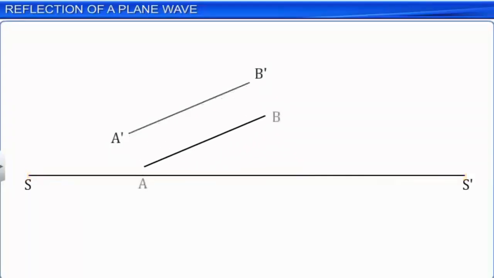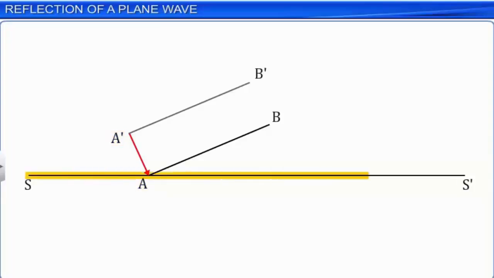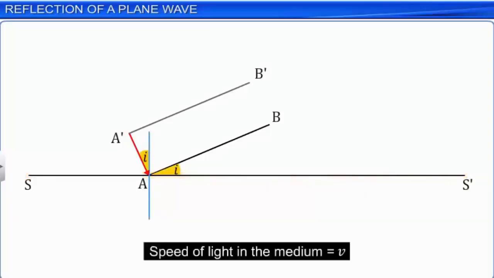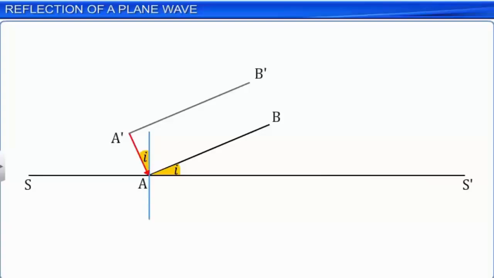Let AB be the position of the wavefront when it just touches the reflecting surface at the instance t is equal to 0. A' gives the direction of propagation of the wavefront, and let us assume that the wavefront is incident on the surface SS' at an angle I, and the speed of the light in the given medium is v. At t is equal to 0, the point A is in contact with the surface SS'.